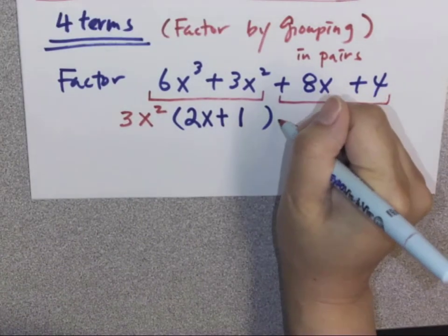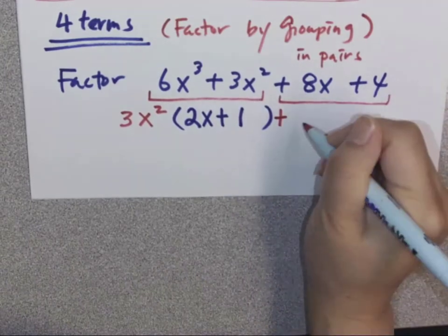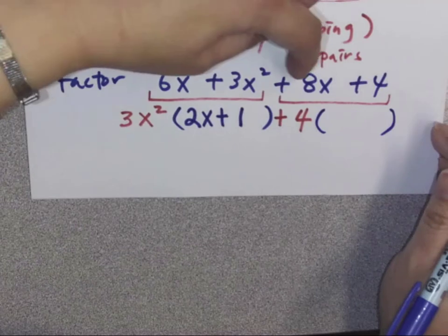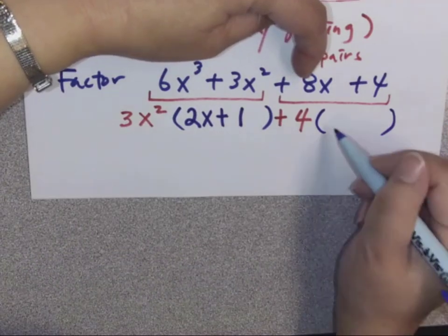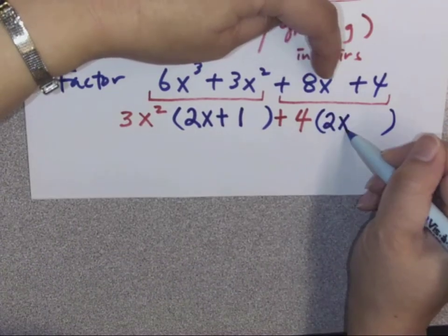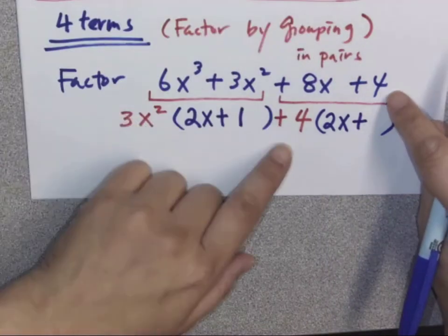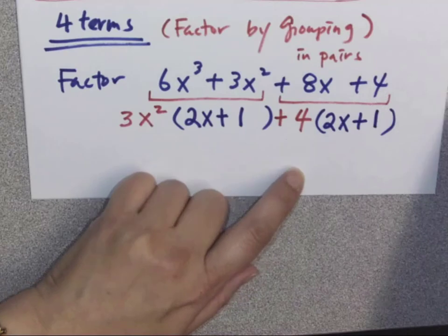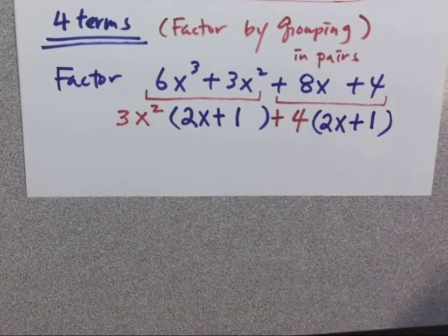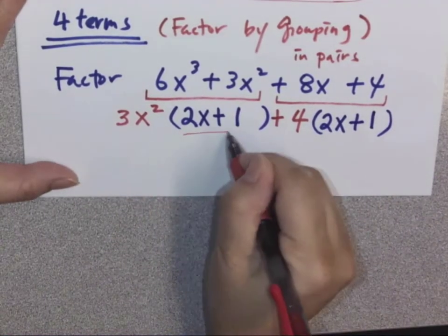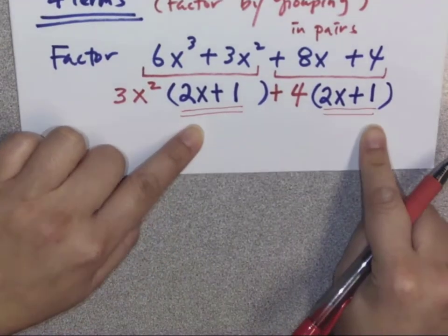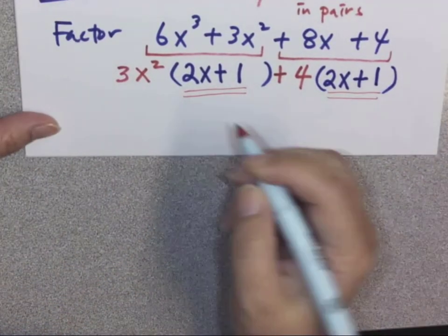Yeah. All right, the second pair, what do they have in common? 4. Yes, so we bring down the plus sign. Both of them can be divided by 4. So after I pull out a 4, 8 divided by 4 is 2. I still have my x. Bring down plus. I pull out the whole 4, so I need to put a 1 to hold the place. Are we okay? So now they have this in common, right? If they don't have the same here, probably you did something wrong, okay? So they have this common factor. We can pull that out.